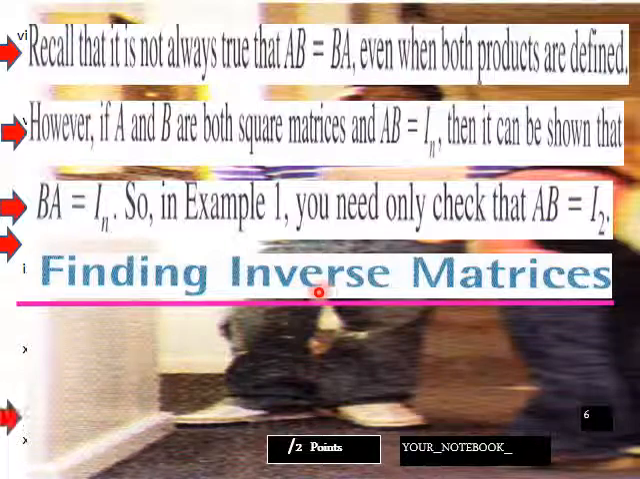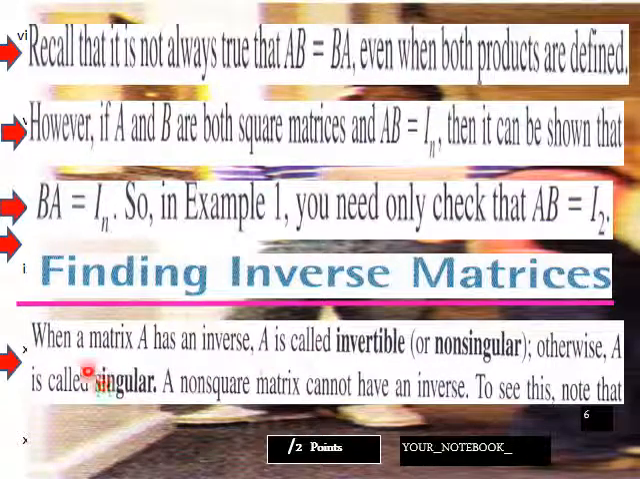So, finding inverse matrices: when a matrix A has an inverse, A is called invertible or non-singular. Otherwise, A is called singular. If it doesn't have an inverse, it's called singular. A non-square matrix cannot have an inverse.